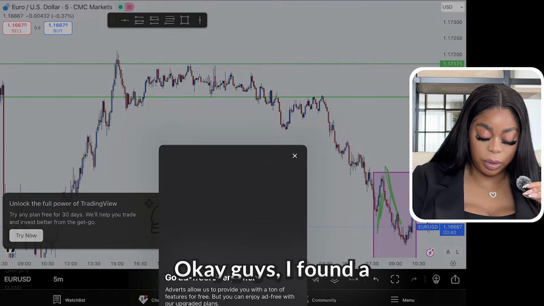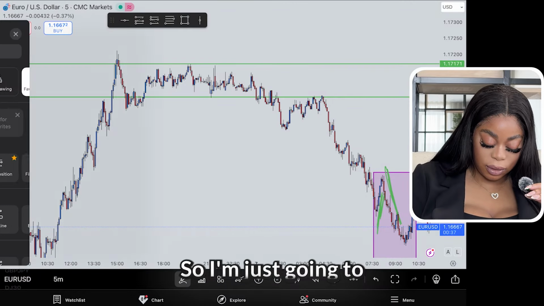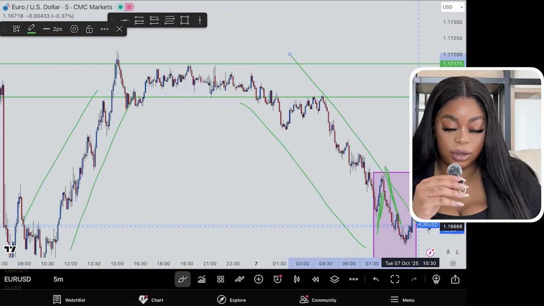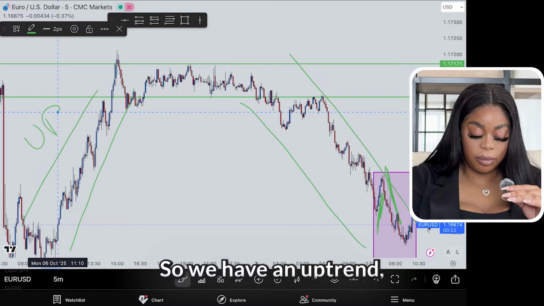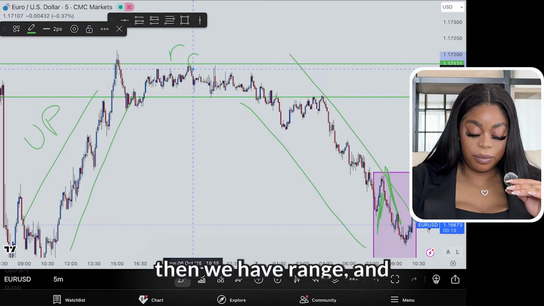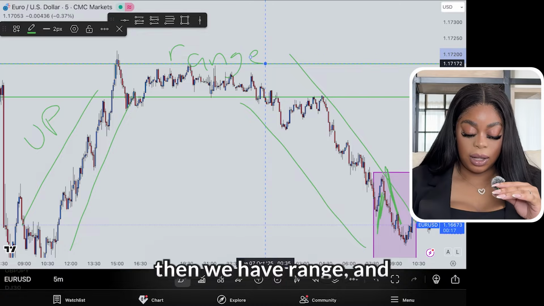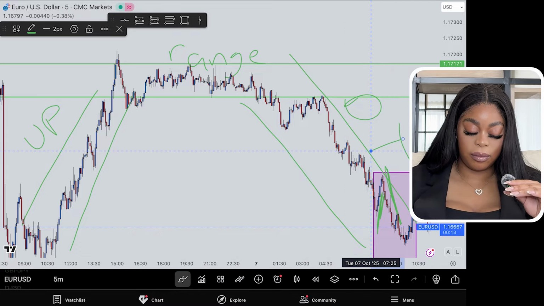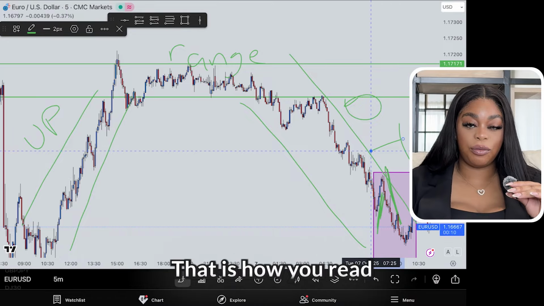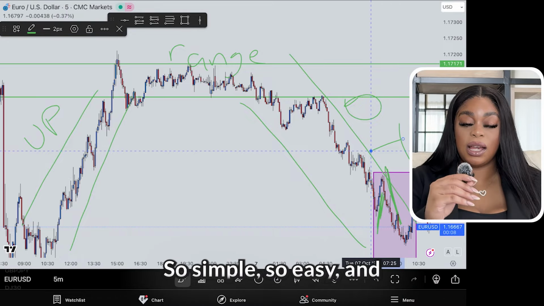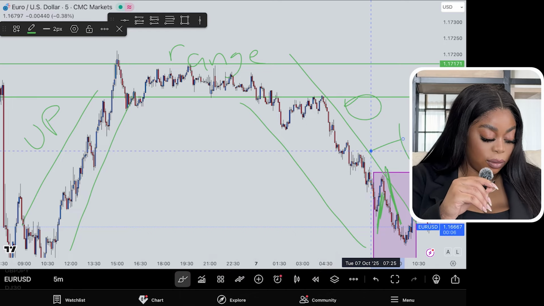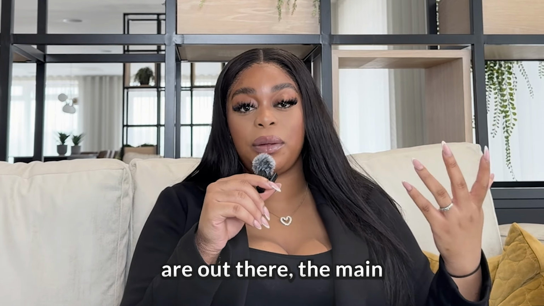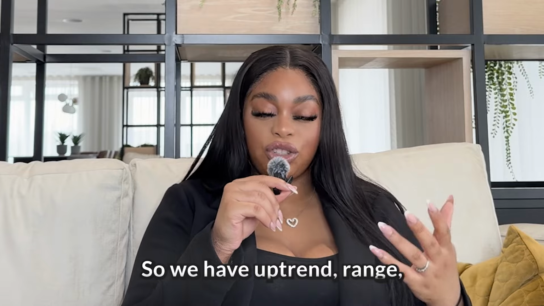Okay guys, I found a perfect example for you. I'm just going to draw it out, as you can see right here. We have an uptrend, then we have a range, and then at the side we have a downtrend. Just going to do DT. Simple. That is how you read the charts, guys. So simple, so easy, and it's not as complicated as it may look. We just covered the three different market directions that are out there, the main ones anyway: uptrend, range, and downtrend.